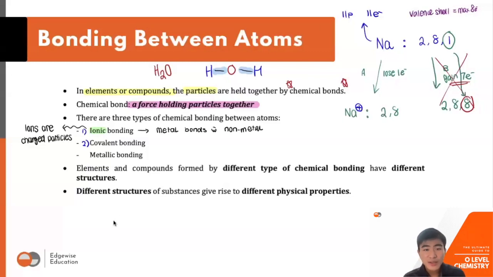Now, the word covalent stands for what? Co simply means sharing. Valent means what? Just now we said valence electron means it's the outermost electron. So what happens is two atoms will come together and share their outermost electron. You see the name? Covalent means I share my valence electron. Okay, got me so far?